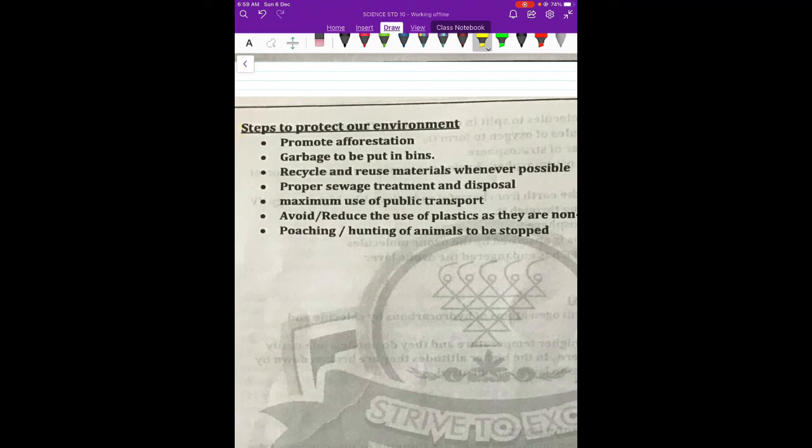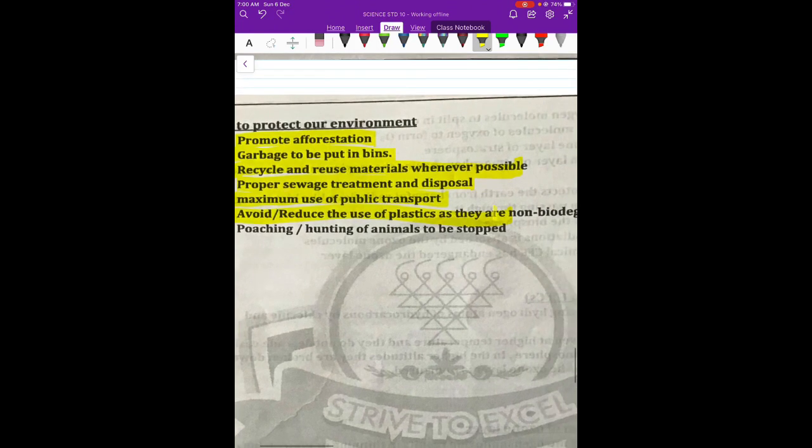So what are the steps? First, we have to promote afforestation. Without trees we cannot live. Second, garbage has to be properly managed, put into bins. Then recycling and reusing wherever possible. Proper sewage treatment so the water is not polluted. The maximum use of public transport so that pollution levels are decreased. Going to more eco-friendly ones like solar energy and electric energy. Then avoid and reuse plastics, so banning of plastics and all that, and stopping poaching and hunting of animals.